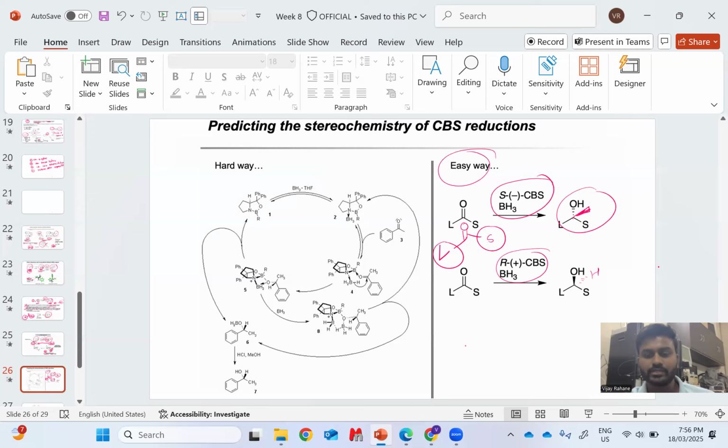So make sure you write the larger group on the left side and the smaller group on the right side. The minus CBS based catalyst gives the alpha directing alcohol, and the plus CBS based catalyst gives the beta directing alcohol. So you can keep this noted. This is a kind of shortcut: just by seeing the structure of the starting material, you can directly assign the product.